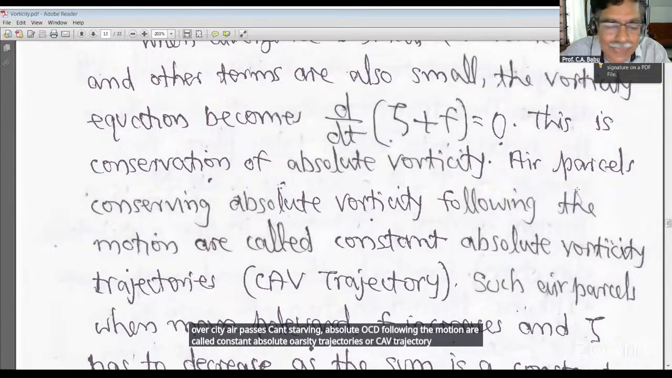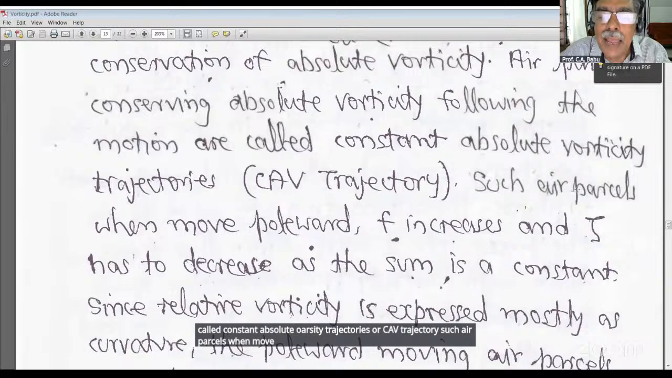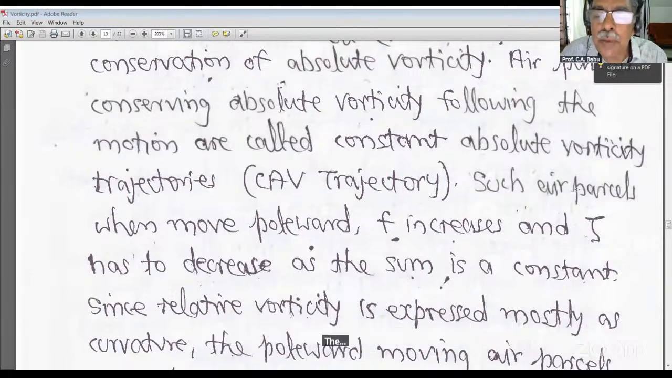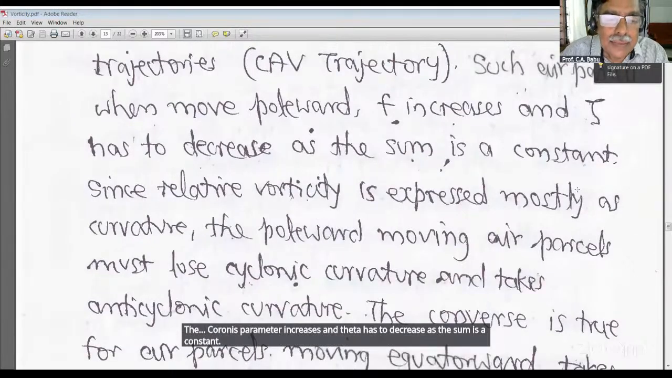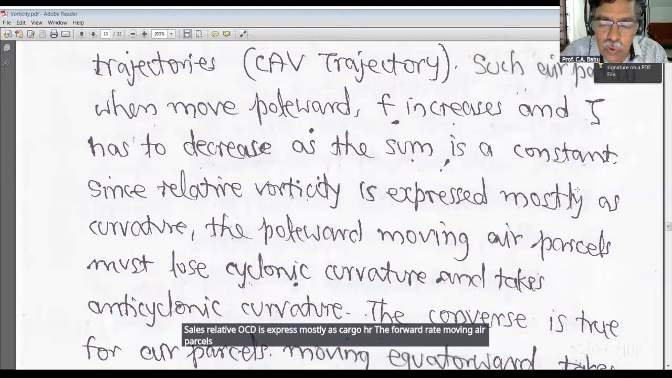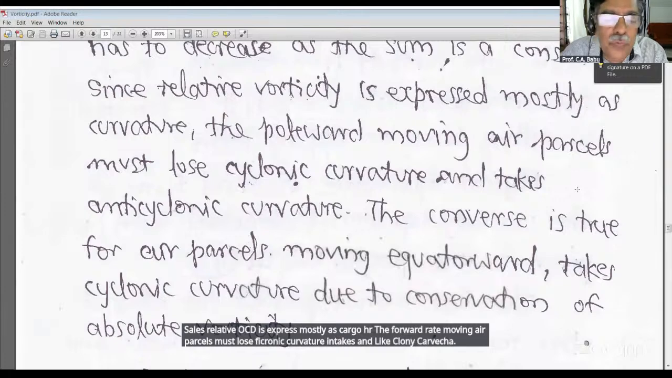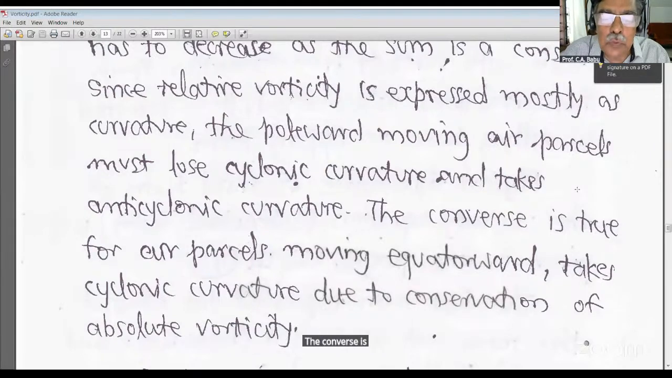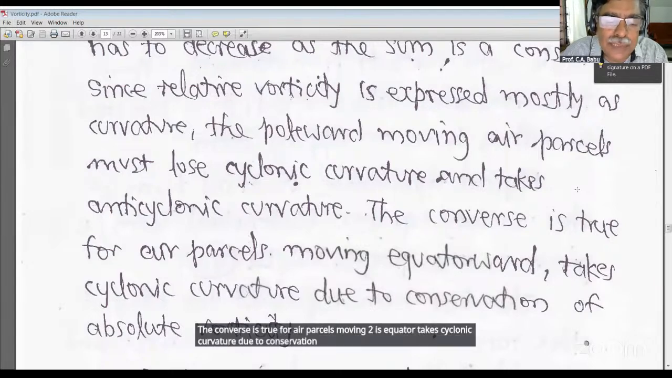Such air parcels, when they move forward, the Coriolis parameter increases and theta has to decrease as the sum is a constant. Since relative vorticity is expressed mostly as curvature, the forward moving air parcels must lose cyclonic curvature and take anti-cyclonic curvature. The converse is true for air parcels moving towards the equator, which take cyclonic curvature due to conservation of absolute vorticity following the motion.